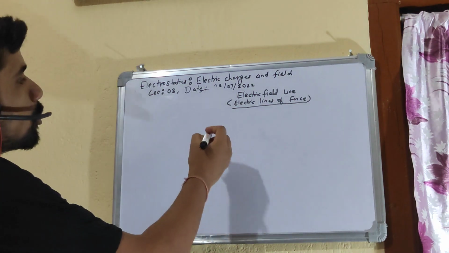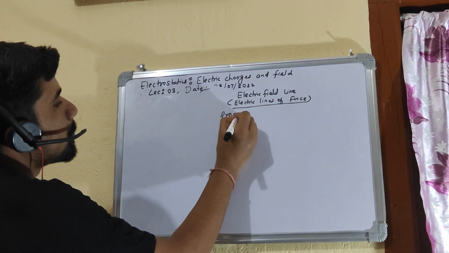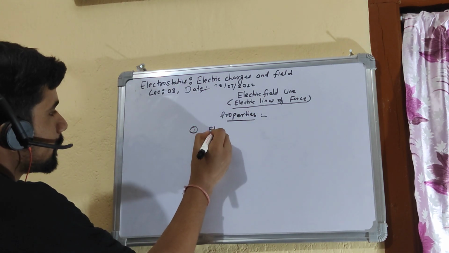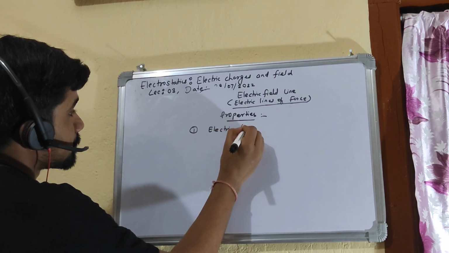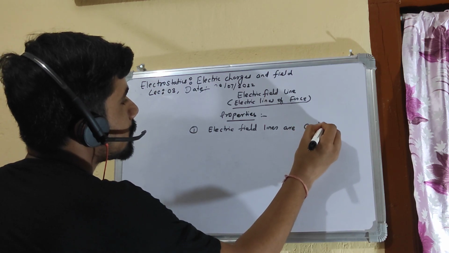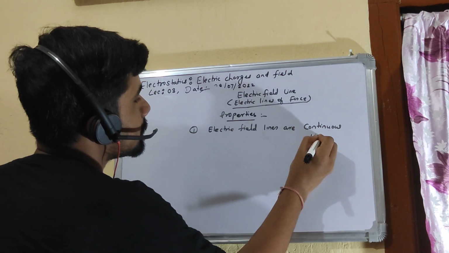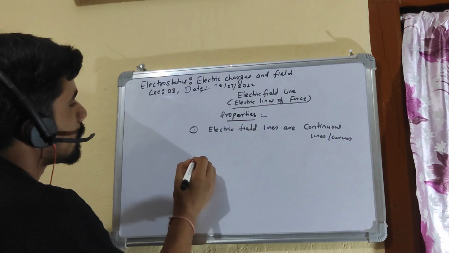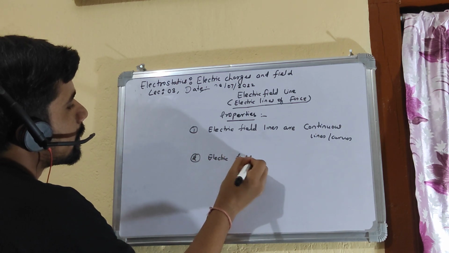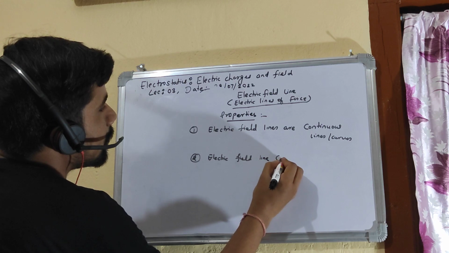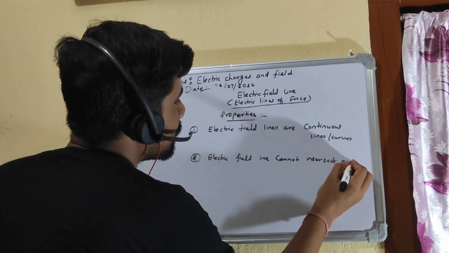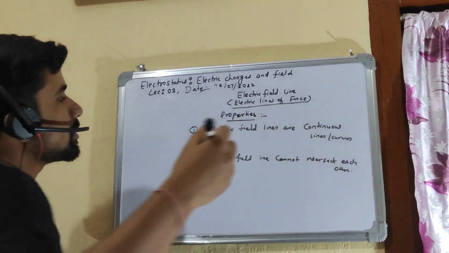So properties of electric field lines. First, electric field lines are continuous curves, right? Or continuous lines, curves, okay? And second important property is electric field line cannot intersect each other, right? So let me explain the first one.